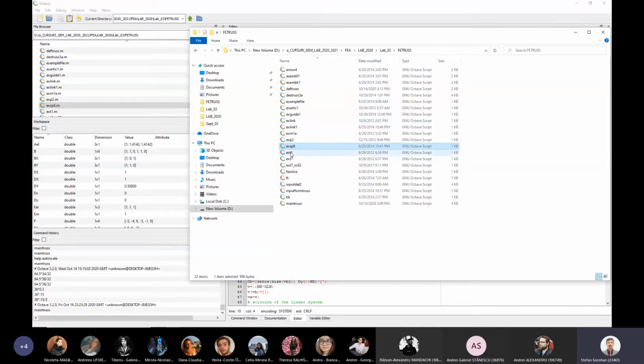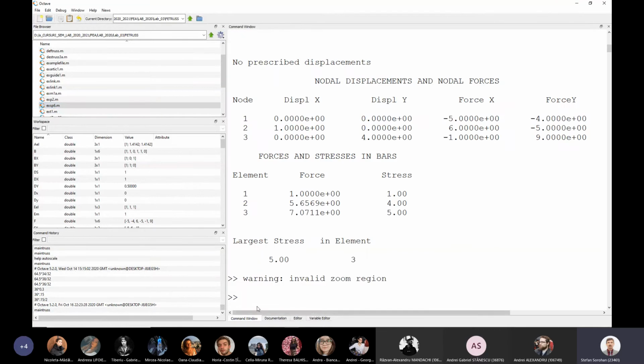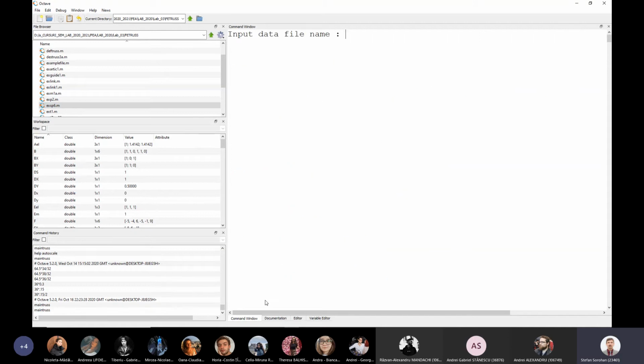Let's run this one, XP6, as a new application. It is here. So in the command line, again, main truss, you can use the arrow, and let's put XP6 as the name. Of course, this is a large problem. Yeah, we gain all the information.